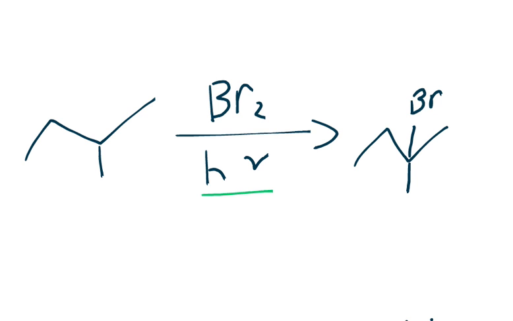And so if we apply Br2 in the presence of hν, we can see that a bromine actually forms in the most substituted position on the alkane. In our starting alkane, you can see that this carbon right over here is the most substituted carbon, and so the bromine would form there. And if we had a different example with a more substituted carbon, the bromine would form in that position.